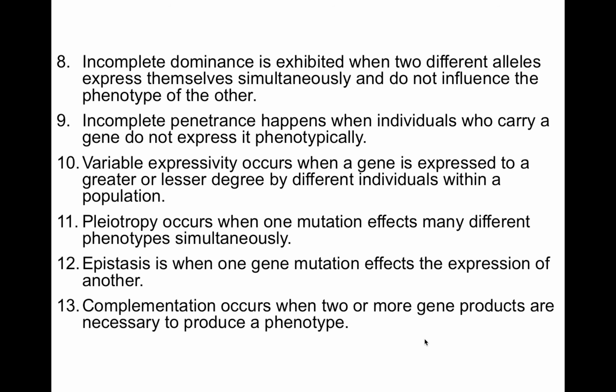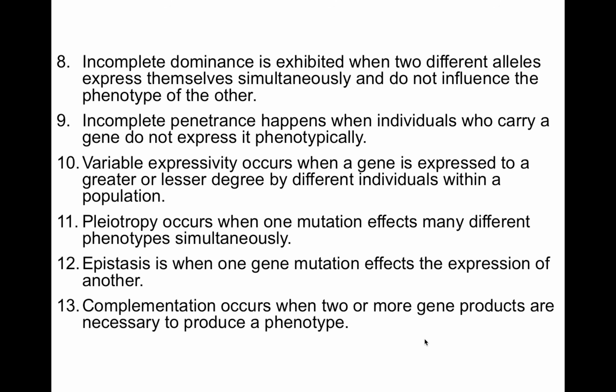Incomplete penetrance happens when individuals who carry a gene do not express it phenotypically. That's typically seen with polydactyly. People who have that dominant allele sometimes do not express that extra digit either on their toes or on their hands. Variable expressivity occurs when a gene is expressed to a greater or lesser degree by different individuals within a population. All those piebald dogs looked quite different, and that's variable expressivity.